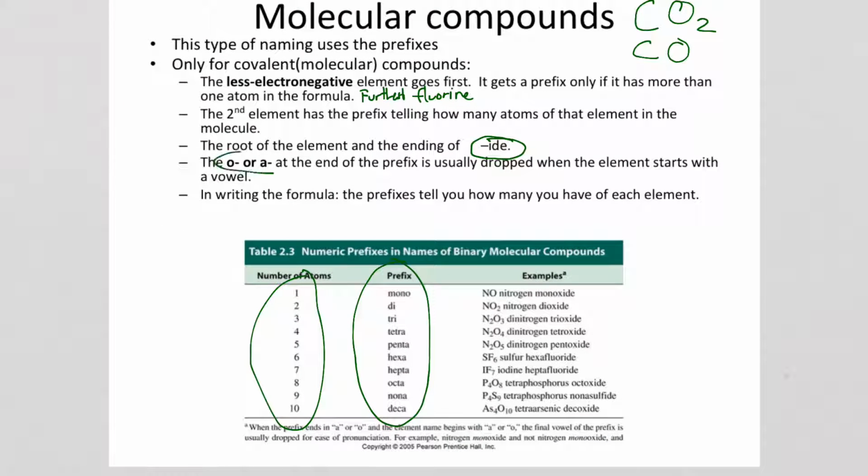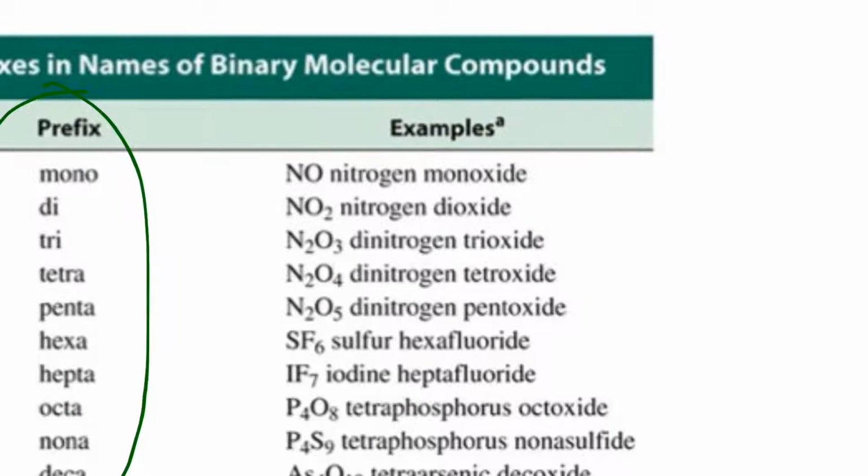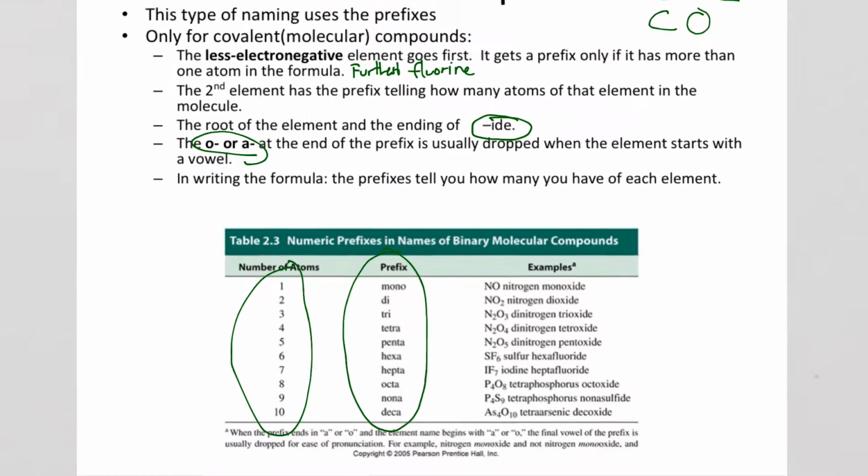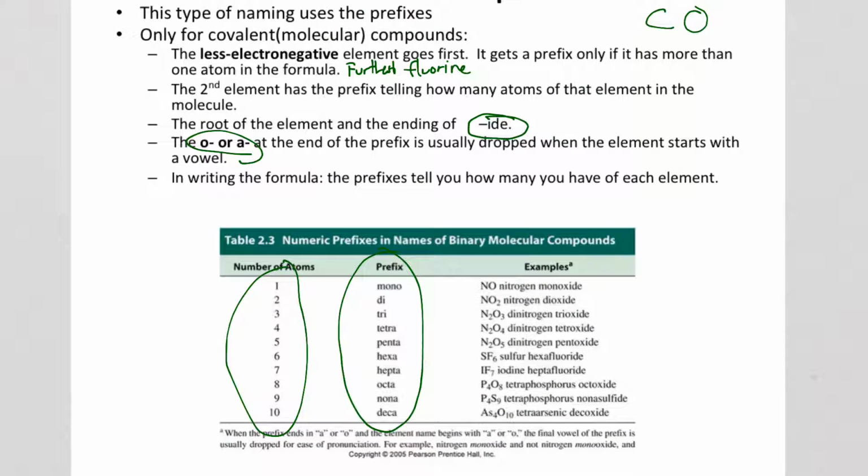The O or A gets dropped at the end of a prefix when the element starts with a vowel. This is in the case of oxides. You see something like tetraoxide becomes tetroxide. Pentaoxide becomes pentoxide. I think it just has to do with more of the idea of how it's said, like comfortability. But again, if you do put that O or A, you will be incorrect.